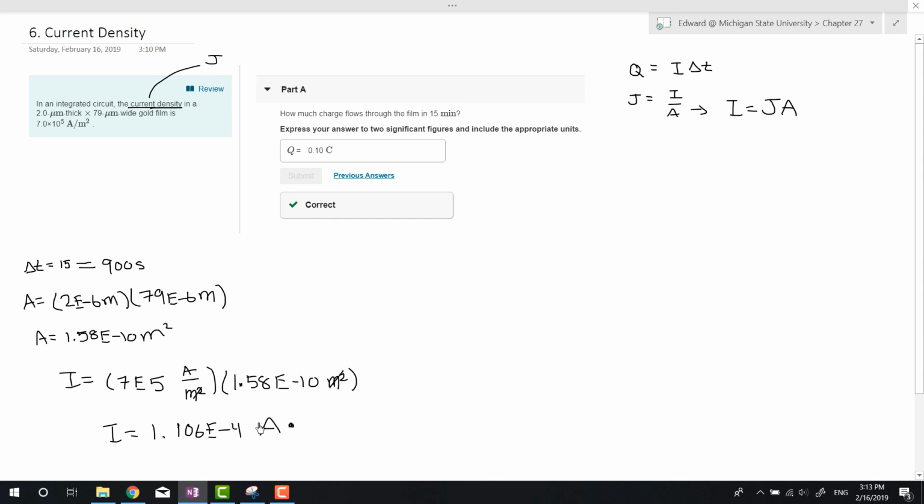And we multiply that by time, because we know 1 amp is 1 coulomb per second, multiplied by the time, which is 900 seconds. Seconds cancel. We're left with 0.0995, or just 0.1 coulombs, and that is indeed the answer.